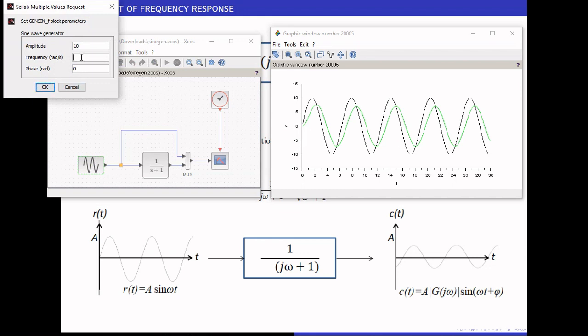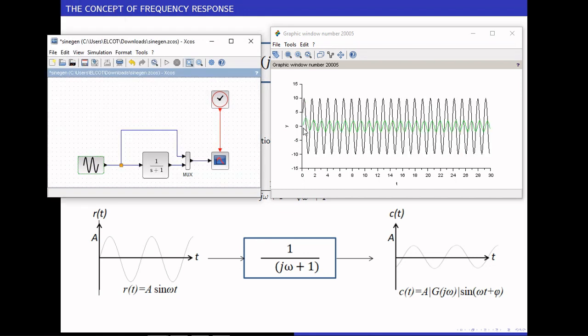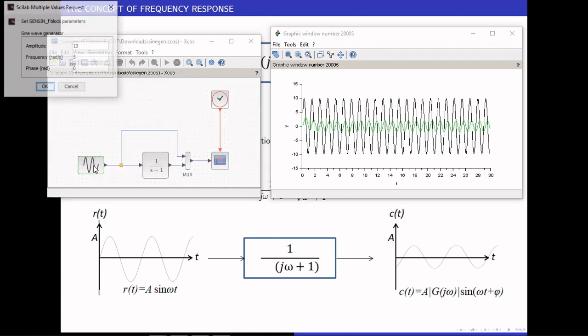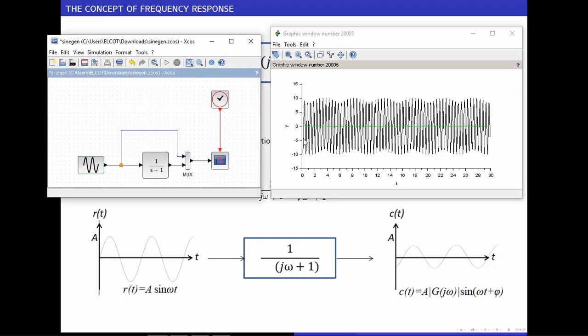Let me increase the frequency further. Let me say this frequency is 5. The output follows the input. However, the magnitude is reduced drastically and the phase angle also increased. Let me increase the frequency further, let me say 50. Interesting, there is no output. The output is very, very little.